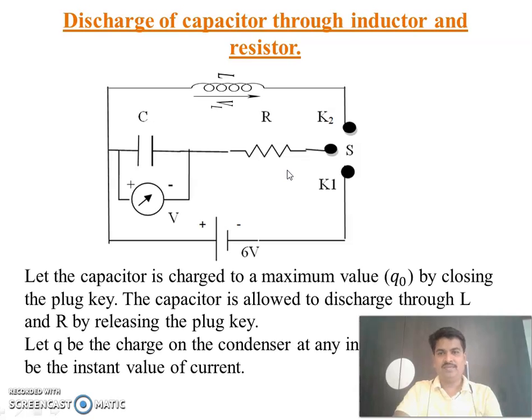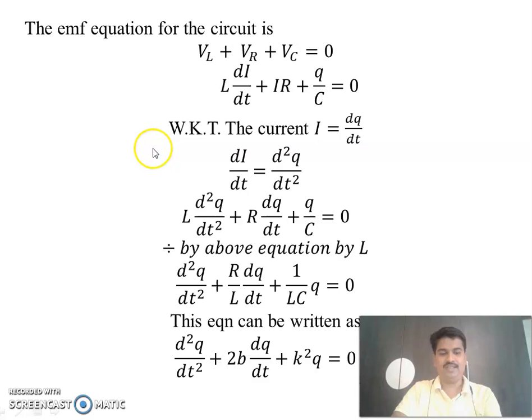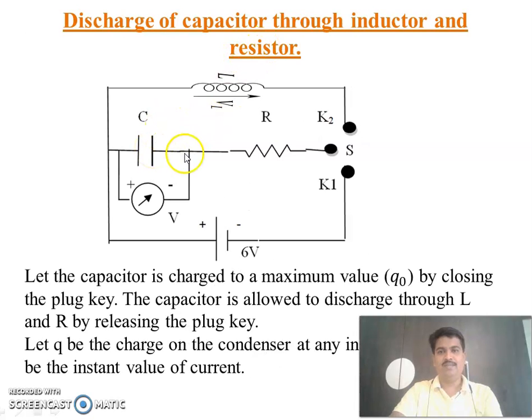Now this is a circuit. We have an inductor L and a capacitor C connected in parallel, and this is connected with a battery of EMF E. Now we have a special type of plug key here. When the plug key is closed, the charge from the battery will go to the capacitor, and the capacitor gets charged to a maximum value of Q0.